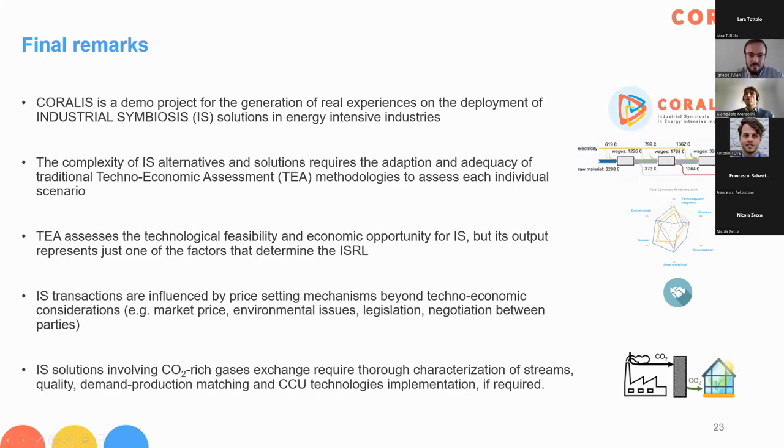Thank you, Ignacio, for this very interesting presentation about the CORALIS project and approach. I'll ask the floor whether there is any question.